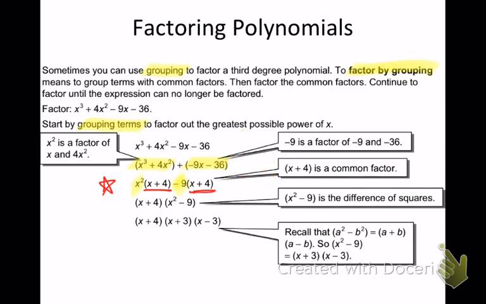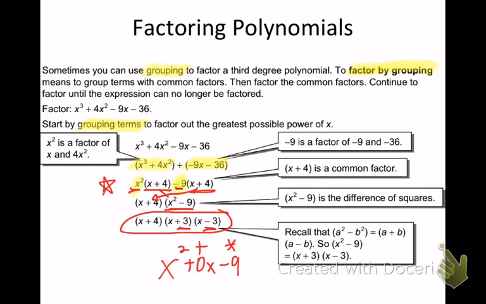Okay? Now, if you look here, x plus 4 and x plus 4, that comes down here. The x squared minus 9, that comes here. And now I do the difference of squares. So I think of it as x squared plus 0x minus 9. What multiplies to get negative 9 and adds to get 0? 3 and negative 3. So I have x plus 4, x plus 3, x minus 3. And that is how I would factor it all the way down.